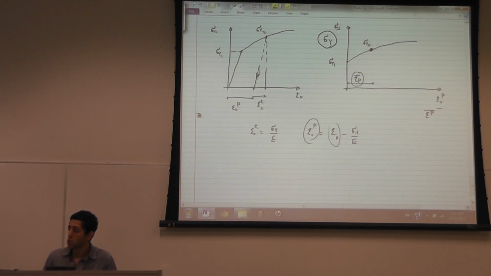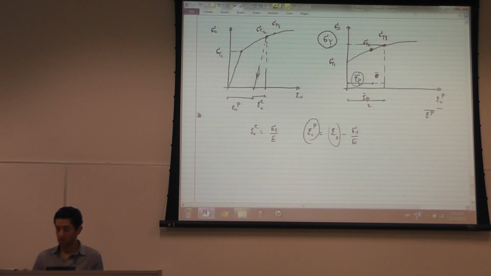If I decide to load the material higher than sigma yield 2, then I'm going to develop additional plastic strain, corresponding to the new sigma yield 3. And now this describes a new state for the material, where the yield stress is sigma yield 3, and the amount of accumulated plastic strain inside the material is epsilon plastic 3.